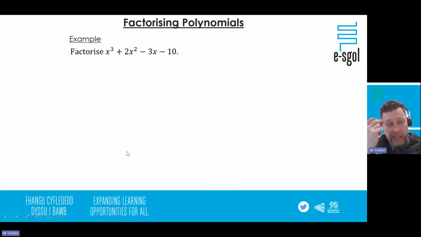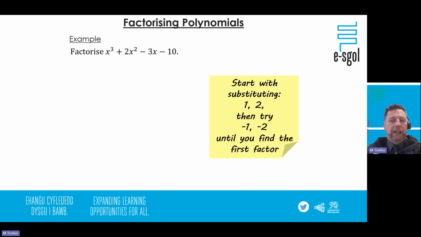Now, this next question, though, doesn't tell us any factors. So we're going to have to find a factor. Now, normally on the additional maths paper, they will tell us the first factor or lead us into it by proving something is a factor. But if they don't, you're going to have to try numbers.